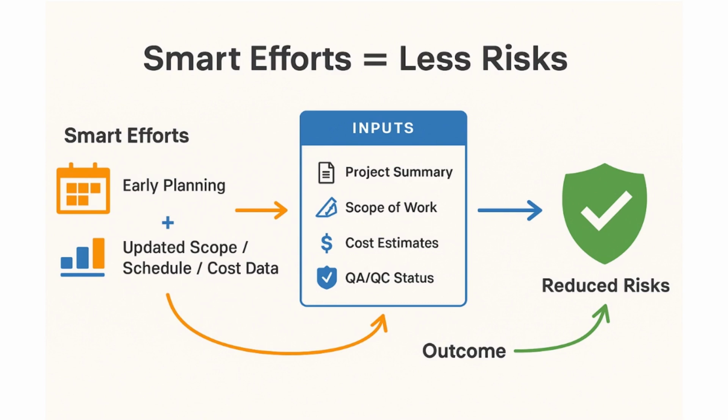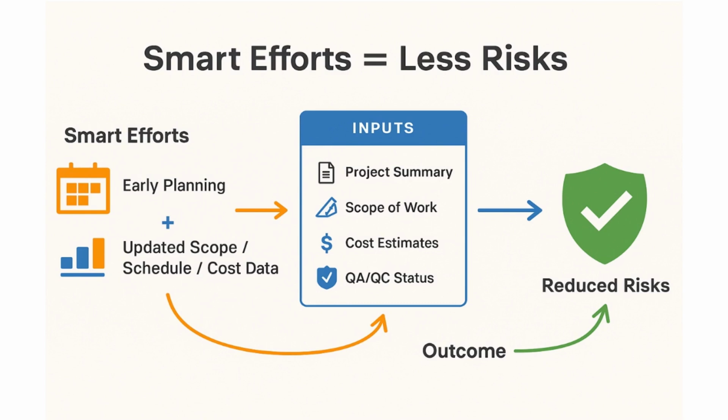schedule, and cost information. When you combine these two efforts, you generate high-quality inputs like a well-defined project summary, a clear scope of work, and reliable cost estimates. These robust inputs are the foundation for creating a strong risk management plan. And a strong plan leads directly to the ultimate outcome: fewer project risks. You identify and neutralize threats before they can impact your budget, your schedule, or your team's safety.